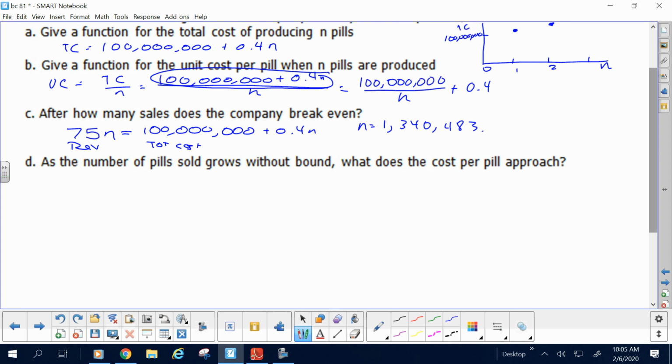Now we kind of did this talking it over. As you make more and more pills, doesn't that startup cost get divided up among more and more pills, yeah? And so if we take the limit as n goes to infinity of the unit cost, we could look at either one. Let's look at the first one, (100 million plus 0.4n) over n. What does the cost eventually approach? It just approaches the 40-cent cost of raw material, because the startup cost is distributed among so many folks.